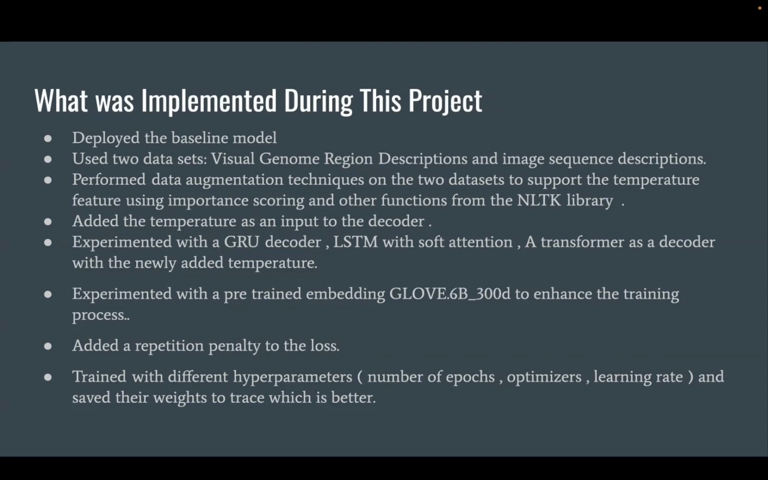We also experimented with a pre-trained embedding called GloVe 6B of 300 dimensions to enhance the training process. And we noticed that there was a little bit of repetition in our captions. So we decided to add a repetition penalty to the loss function in the last milestone, in order to penalize the repetition of some words or whole sentences in the output. And of course, we trained with different hyperparameters, number of epochs, optimizers, learning rates, and weights to trace which model is better.